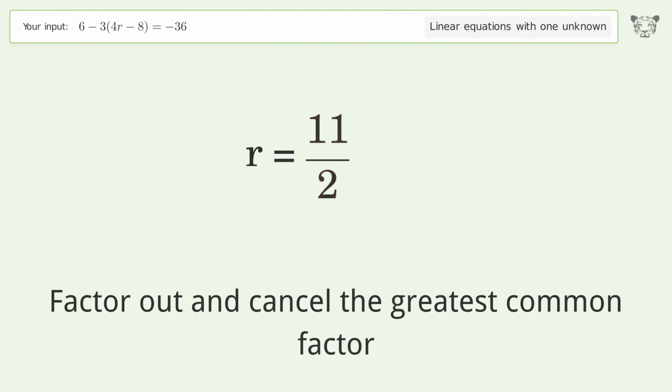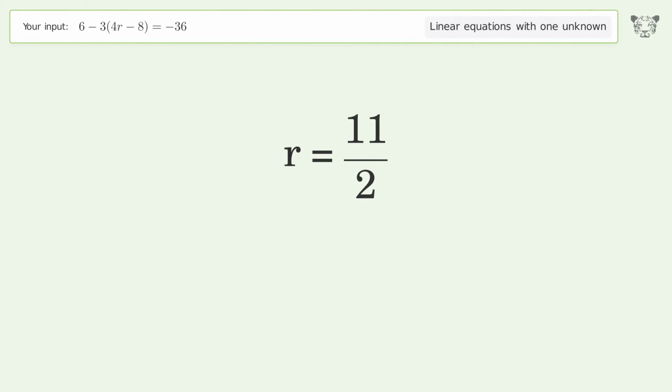And so the final result is r equals 11/2.